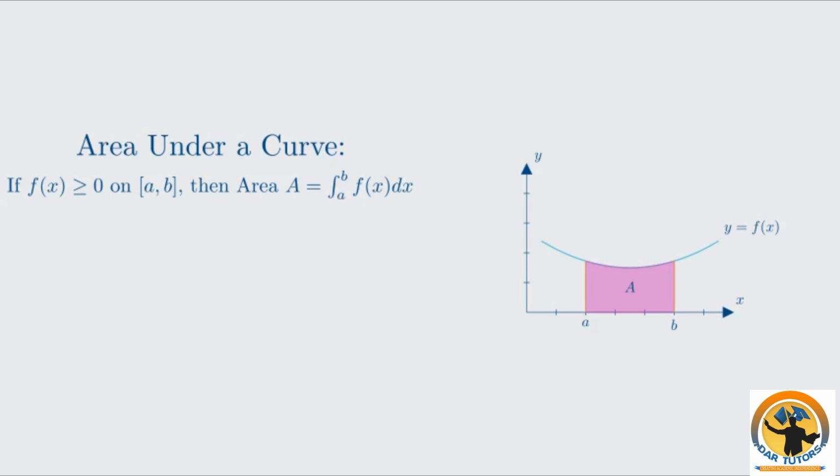Let's see this in action with a simple example. Consider the problem of finding the area of the region enclosed by the line y equals 2x, the x-axis, and the vertical lines x equals 0 and x equals 4. We can solve this in two ways, using geometry and using integration.